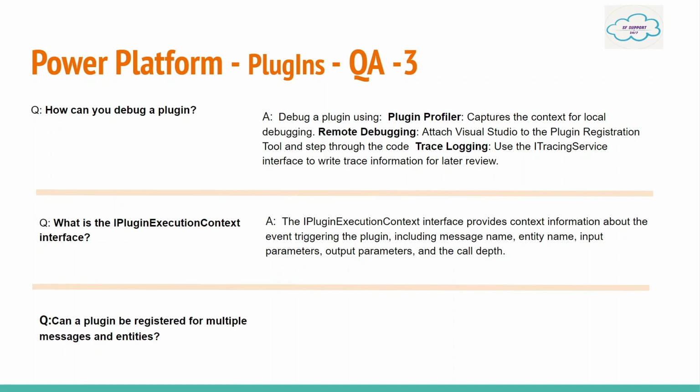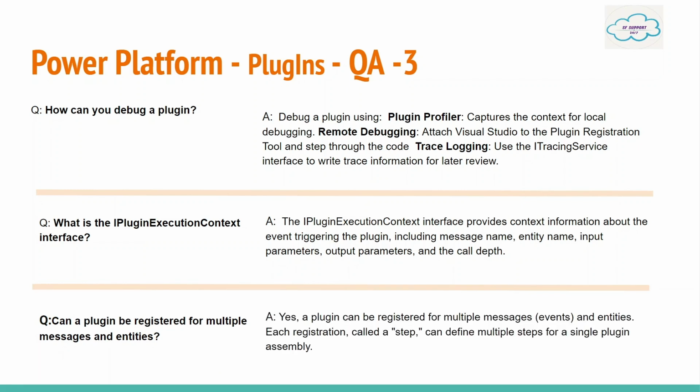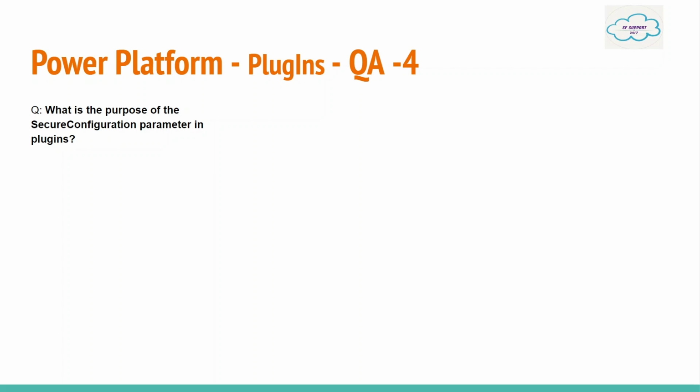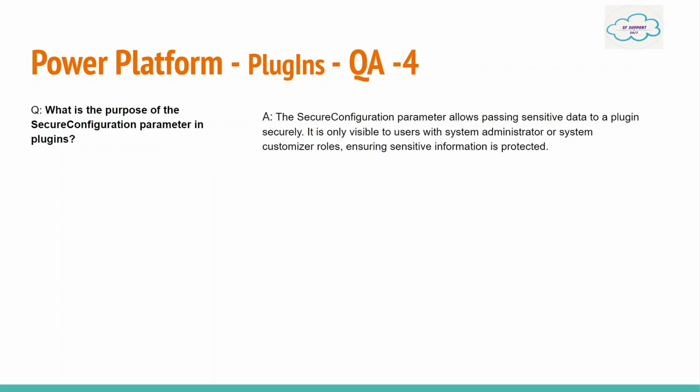Question: can a plugin be registered for multiple messages and entities? Yes, a plugin can be registered for multiple messages or events and entities or tables. Each registration, called a step, can define multiple steps for a single plugin assembly. Question: what is the purpose of the secure configuration parameter in a plugin? The secure configuration parameter allows passing sensitive data to plugins securely. It is only visible to users within the system administrator or system customizer roles, ensuring sensitive information is protected.